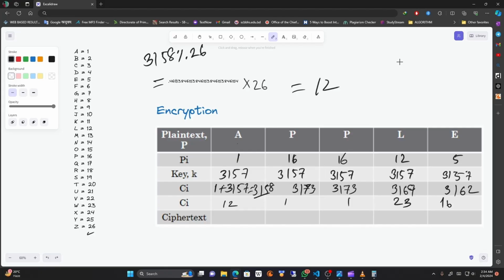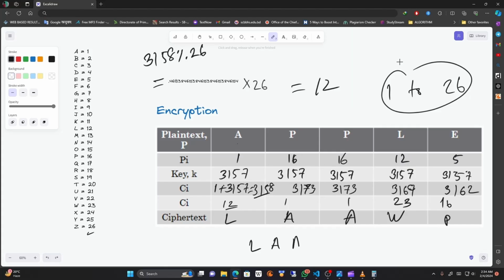Now we again get all the values in the 1 to 26 range, so all we need to do is write down the letter for each index. Here 12 is L. Again 1 is A. For 23 this is W. For 16 we got P. So LAAWP is our encrypted message, our ciphertext.